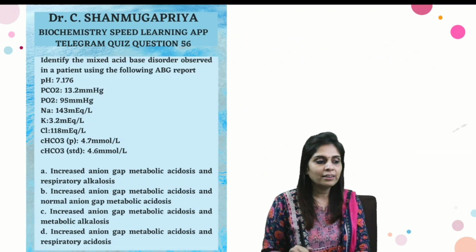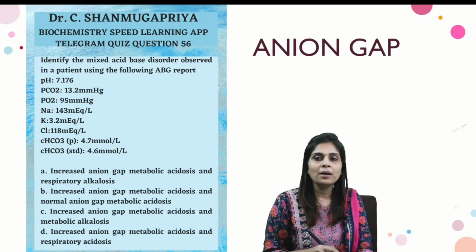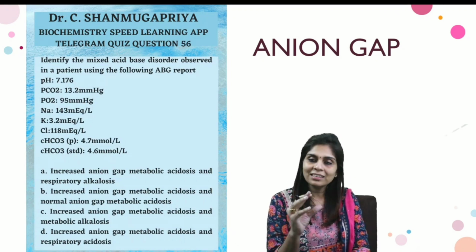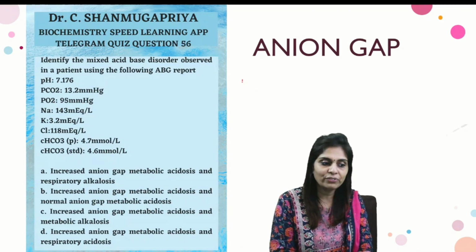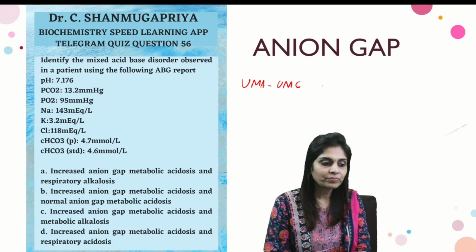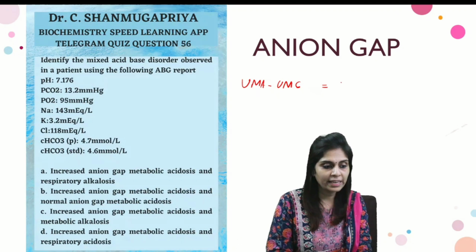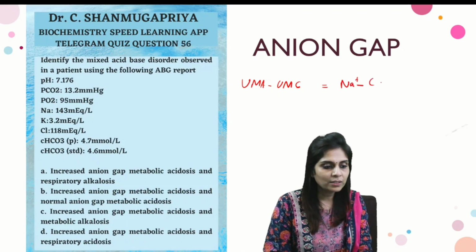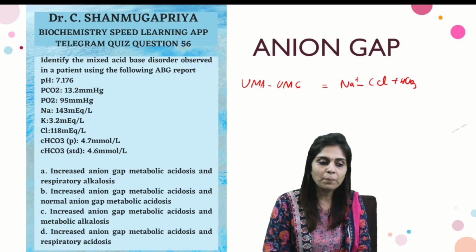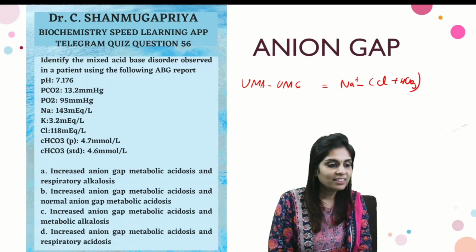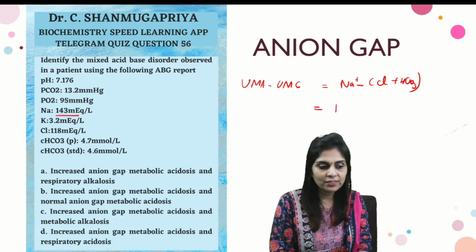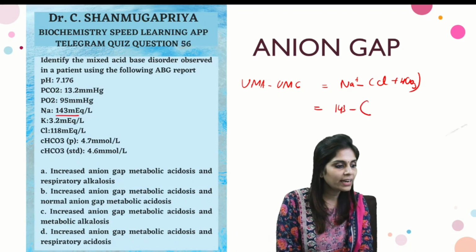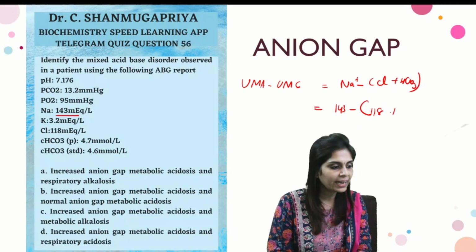And this has been already discussed in the previous videos, but I'm going to give you a concise view of that. I've told you anion gap is defined as the difference between unmeasured anion and unmeasured cation. And we know the formula for anion gap is sodium minus, within brackets, chloride and bicarbonate, right? And in this case, what is the sodium value? Sodium value is 143. 143 minus chloride and bicarbonate would be 118 plus bicarbonate.